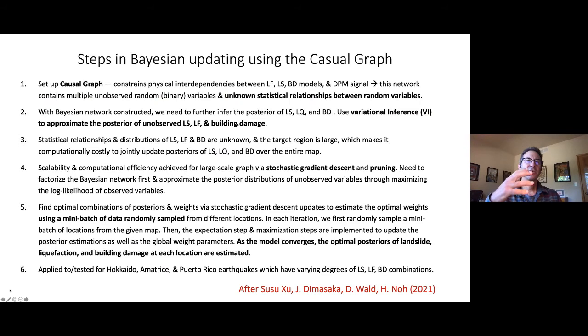And I don't have time to go through the exact steps here, but basically we're taking a causal graph that allows us to attribute the changes in the damage proxy map to different physical processes through the prior models that we have for liquefaction, landslide, and building damage. And with a machine learning strategy, we can use that to solve for the variables that allow us to determine not only the noise, but which of the signals are due to landslides, liquefaction, and ground failure.